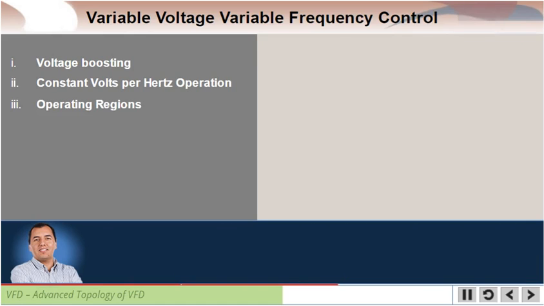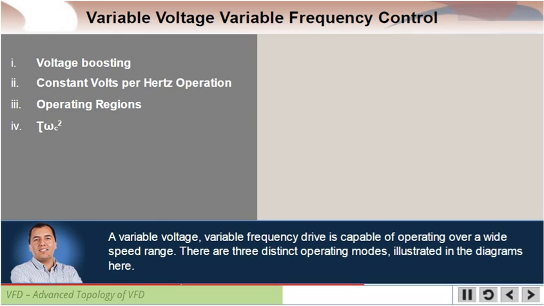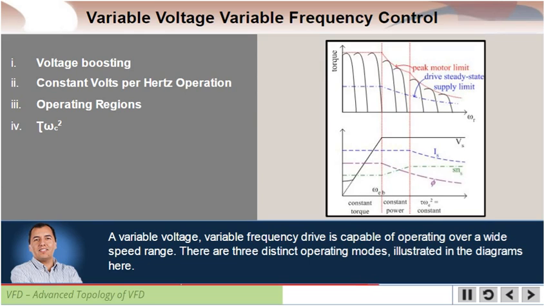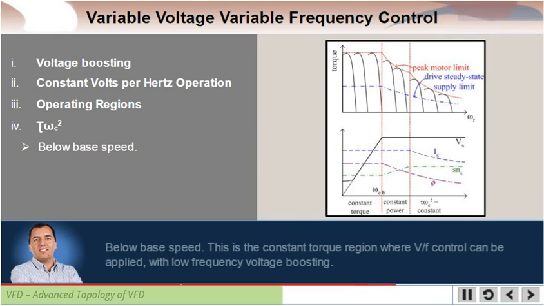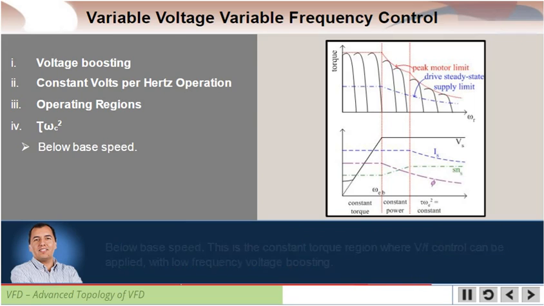Third, operating regions. A variable voltage variable frequency drive is capable of operating over a wide speed range. There are 3 distinct operating modes illustrated in the diagram here. Below base speed. This is the constant torque region where V/F control can be applied with low frequency voltage boosting.